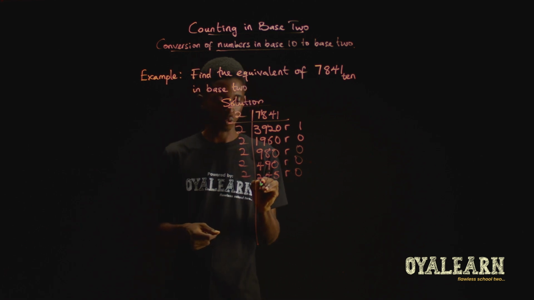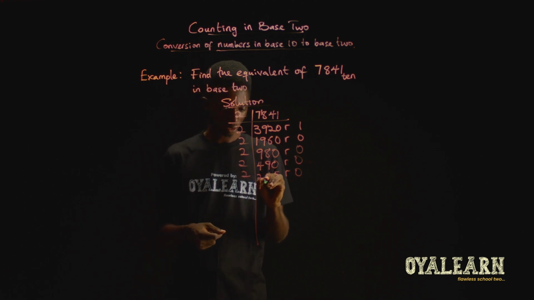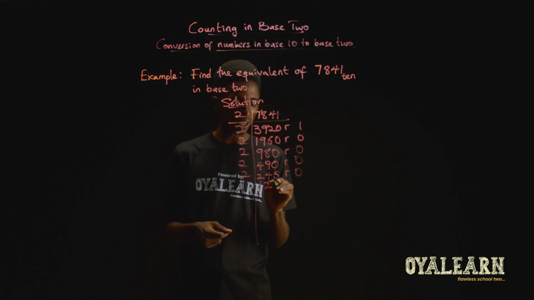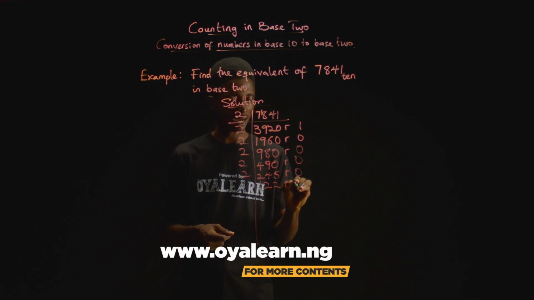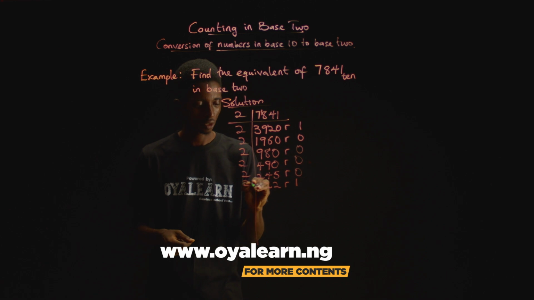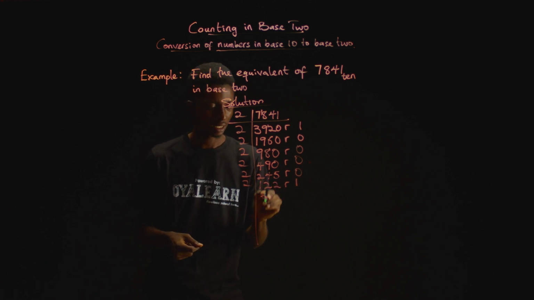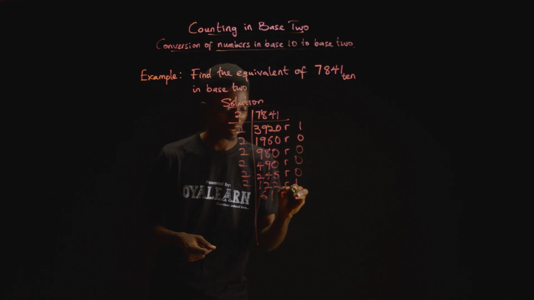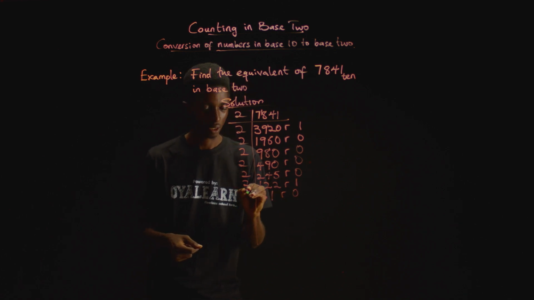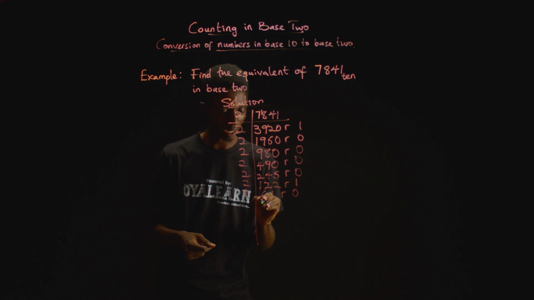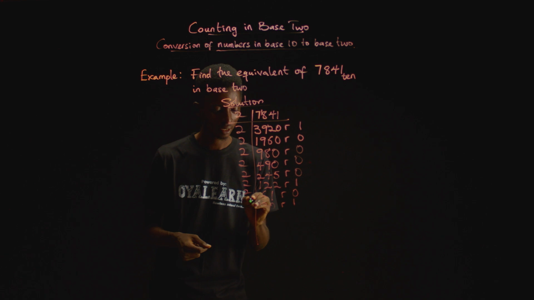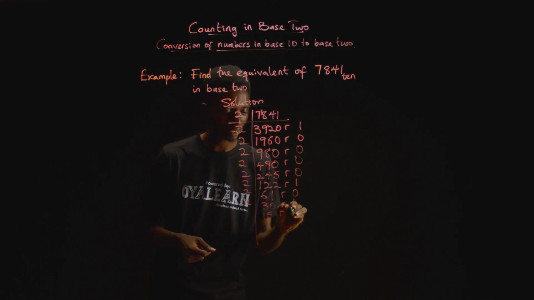2 in 2, 1. In 4, 2. In 5, 2. Remainder 1. 2 in 12, 6. In 2, 1. Remainder 0. Now 2 in 61, that will give us 30. Remainder 1. 2 in 30 is 15. Remainder 0.